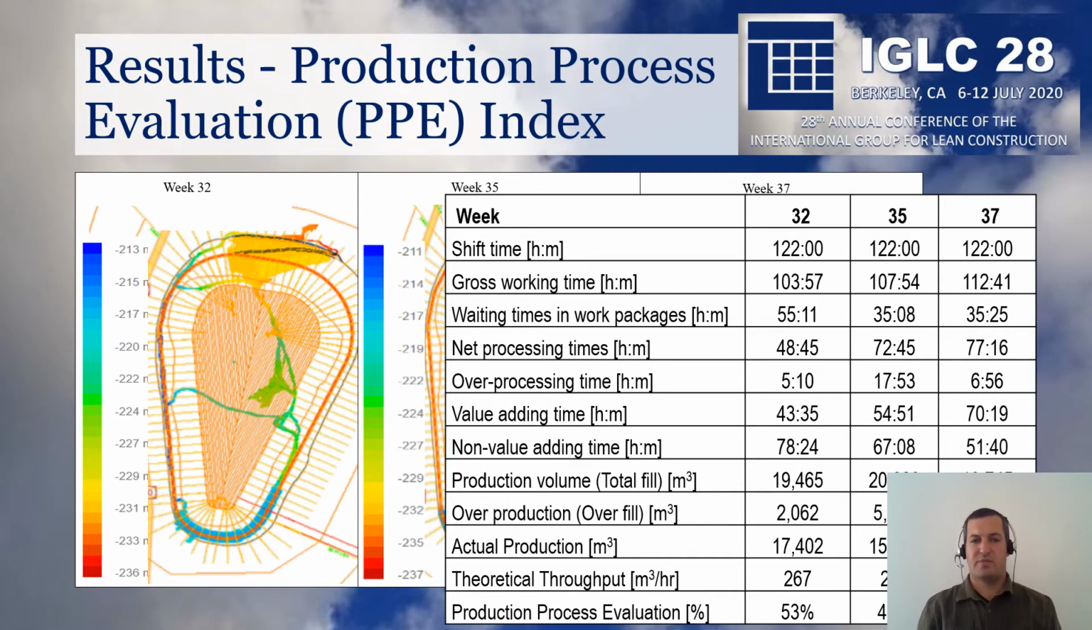The calculation method is based on the value-adding products and the non-value-adding products, and the value-adding time and the non-value-adding time. This enables us to calculate the theoretical production that could have been achieved if all the time was value-adding and all products were value-adding. The ratio between the actual production and the theoretical production enables us to evaluate the production process and the PPE index.